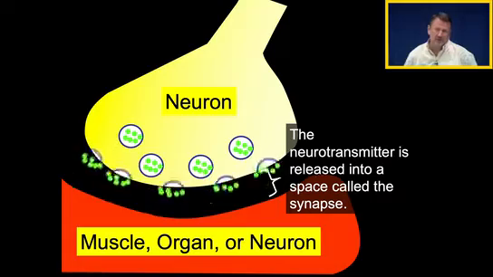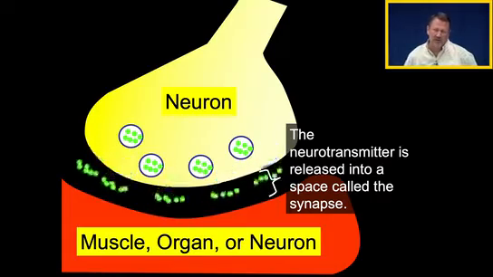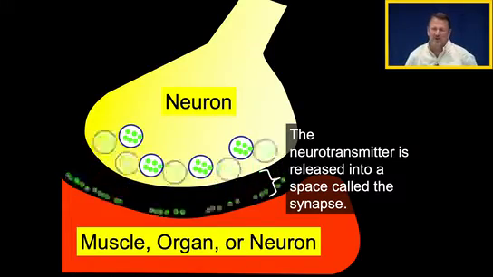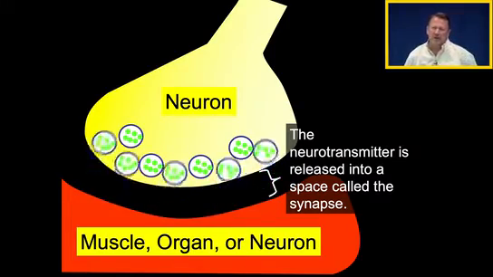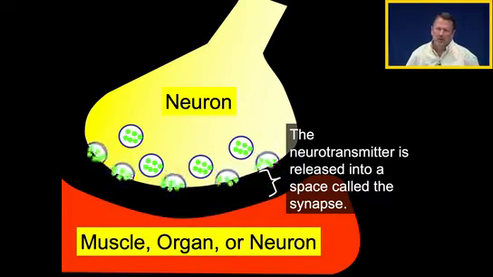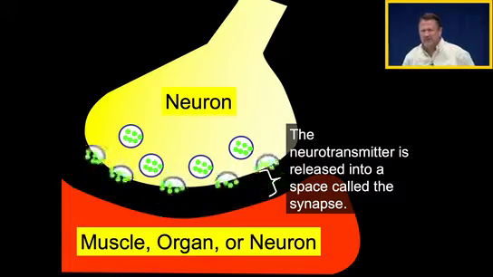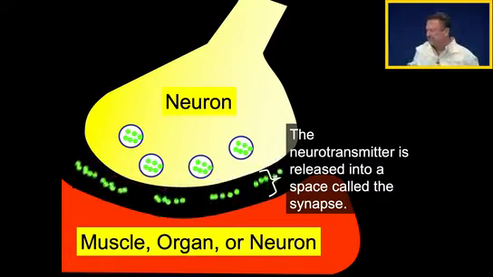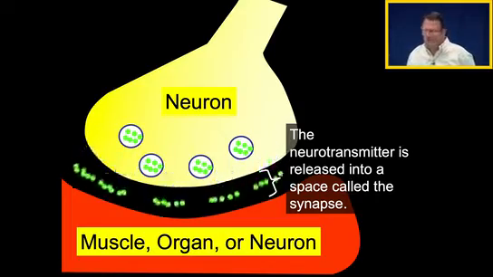And so neurons can communicate with muscles and organs. So when the neuron communicates with the muscle, we'll call that the neuromuscular junction. During autonomic pharmacology, we'll talk about neurons affecting the organs. And then when we get to central nervous system, that'll be about neurons that interact with other neurons. And regardless, that space is called the synapse.